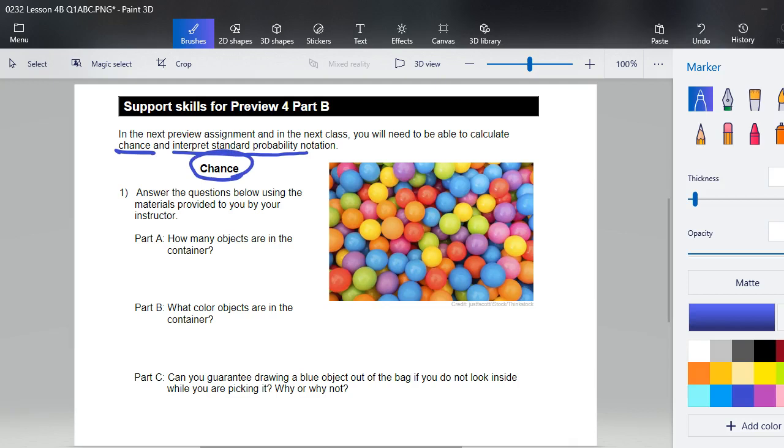As normal, I need you to go ahead and hit pause and work on question 1A, B, and C all the way through D by yourself. But before you pause, I need you to get a container that you cannot see in, like a brown paper bag or a gift bag, and make 5 red pieces of paper and 3 yellow pieces of paper with 2 blue pieces of paper.